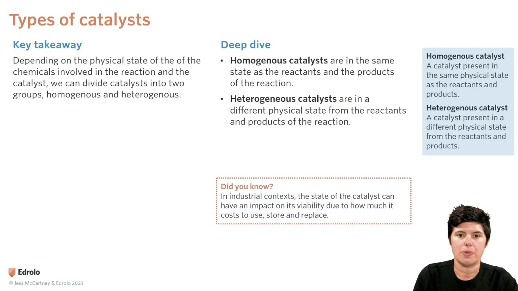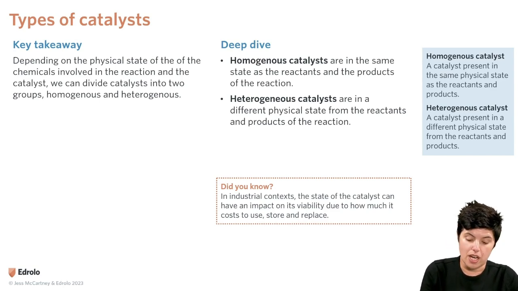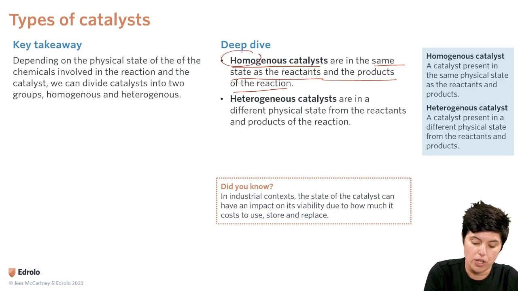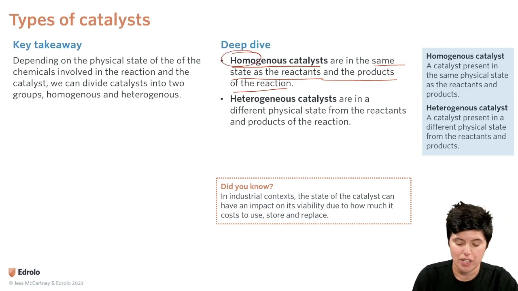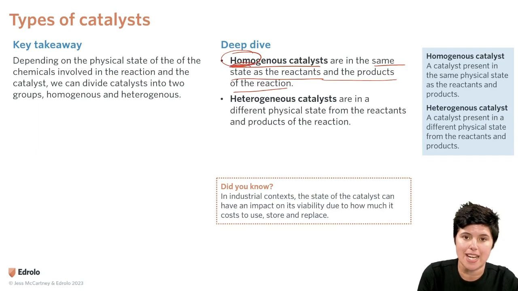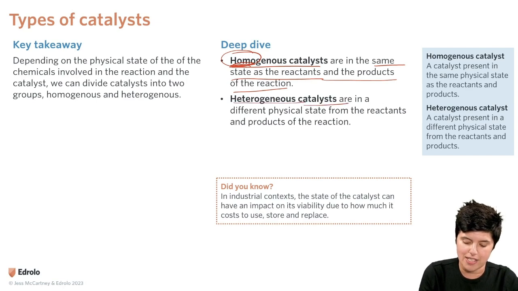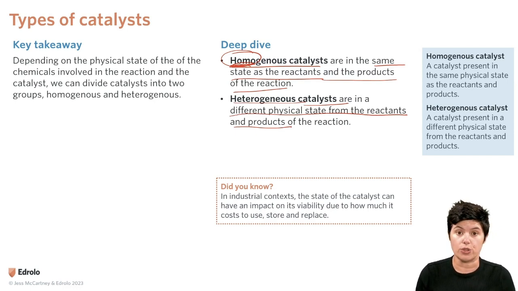So catalysts are split up into two categories, and this is depending on the state that they're in compared to the reaction that they are being a part of. So the two types of categories are homogeneous catalysts, and this is when they are in the same state as the reactants and the products of the reaction. So remember that word homo, the prefix means the same. Then you have the heterogeneous catalysts, and these are when they're in different states to the reactants and the products. So what catalyst you're using, and the reaction that it's being a part of, will determine whether it's categorized into homogeneous or heterogeneous.